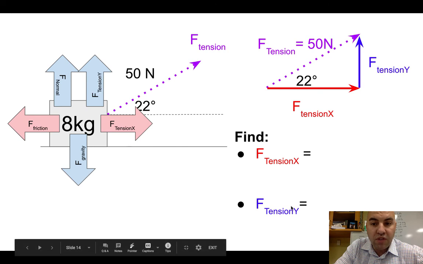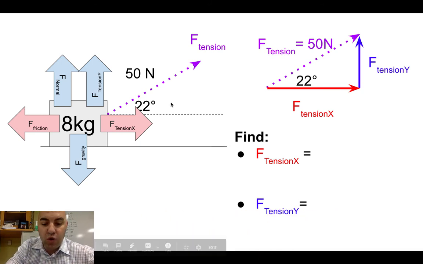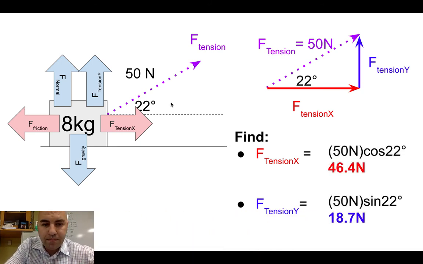I know that the force of tension in the y, I'm going to use some trig there. So when I set this up, if this is my theta, right here, the 22 degrees, then this is my adjacent side, and that means I'm going to use cosine. And if this is theta, this is my opposite side, so I'm going to use sine. When I calculate that out, I get the force of tension in the x is 46.4 newtons, and the force of tension in the y is 18.7 newtons.